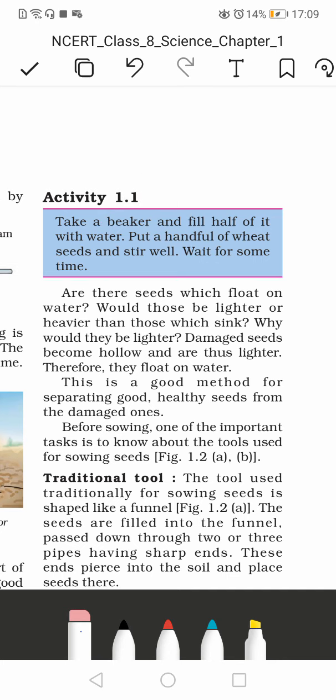Would the unhealthy seeds be lighter or heavier than those that sink? Damaged seeds become hollow and thus are lighter. Therefore, they float on water. So the damaged seeds are on top and the healthy seeds are on the bottom. They sink. This is a good method to separate good and healthy seeds from the damaged ones. Before sowing, one of the important tasks is to know about the tools used for sowing seeds.